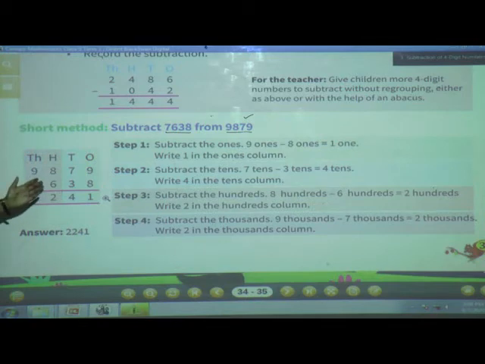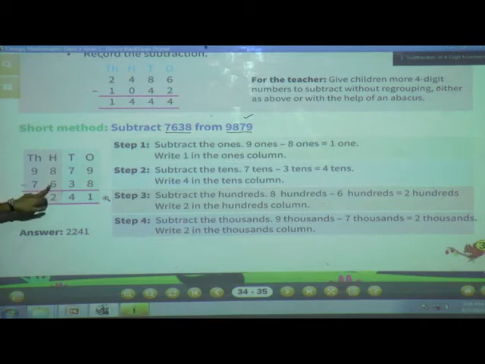Now we will move to the hundreds place. Step 3. This is our step 3 now. Subtract the hundreds now. See here how many hundreds are there in the first number? In the first number there are 8 hundreds. And in another number there are 6 hundreds. So 8 hundreds minus 6 hundreds is equal to.